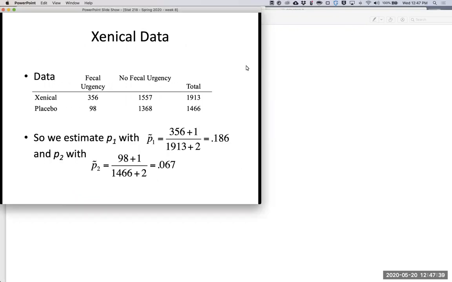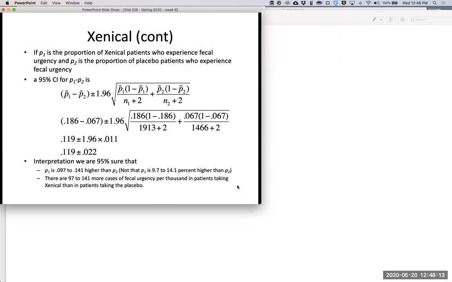Okay, so here we've got our data on Xenical and then fecal urgency, if you will. The rate of fecal urgency in the Xenical taking row, if we use the P tilde approach, is 356 cases plus 1, over 1913 total individuals trying Xenical plus 2 faked data points, 1 success, 1 failure. We get 18.6%. Similarly, P2 tilde is 6.7%. Easy to do. Let's go ahead and implement the procedure then.